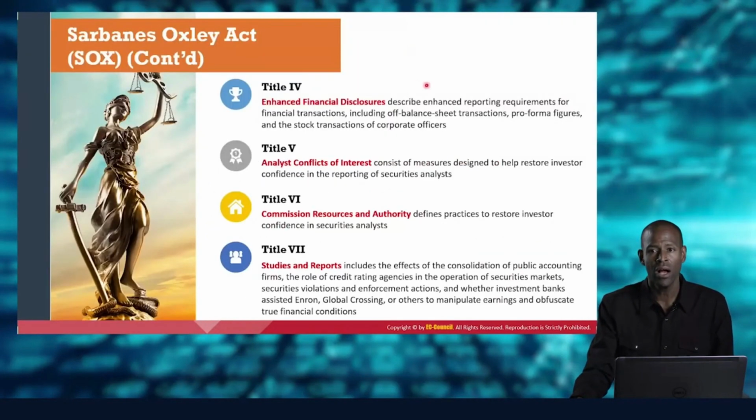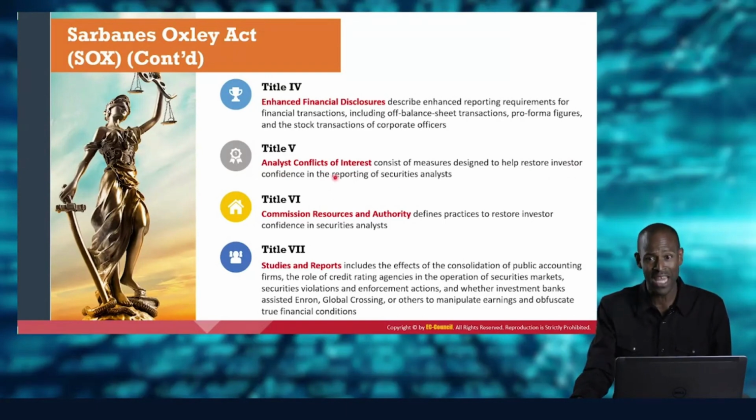In Title IV, there are enhanced financial disclosures. In other words, we want pro forma figures. We want off-balance sheet transactions. We want everything that normally you would be hiding to hide your money. Oh no, we want to see that. Also with Title V, we don't want your analysts, your accountants, your CPAs to have conflicts of interest. Why? Because we want investors to be confident that what they are seeing, that reporting, is actually real.